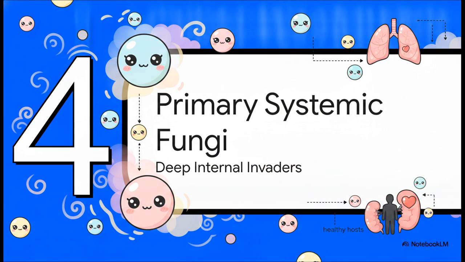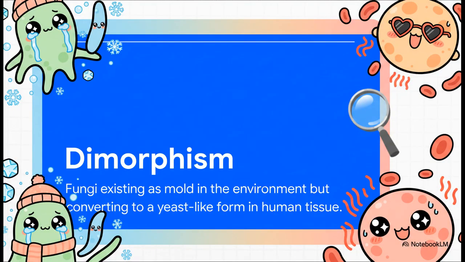Moving on to the heavy hitters. Section 4, primary systemic fungal pathogens. So, to survive deep within the warm, core environment of the human body, many of these primary pathogens rely on this incredible survival mechanism called dimorphism.